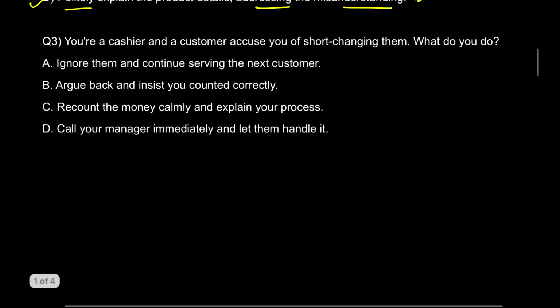The third question says, if you are a cashier and a customer accuses you of short changing, meaning returning back less change, then what will you do?